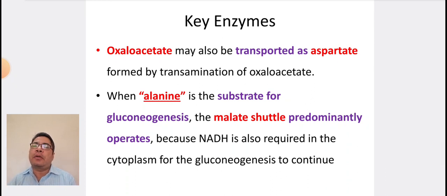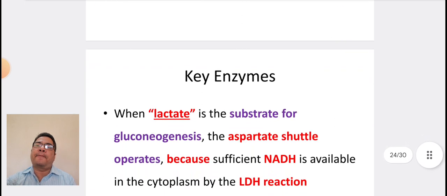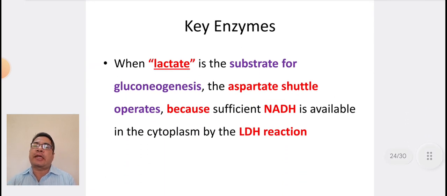Oxaloacetate may also be transported as aspartate formed by transamination of oxaloacetate. When alanine is the substrate for gluconeogenesis, the malate shuttle predominantly operates because NADH is also required in the cytoplasm for gluconeogenesis to continue. On the other hand, when lactate is the substrate for gluconeogenesis, the aspartate shuttle operates because sufficient NADH is available in the cytoplasm by the LDH reaction.